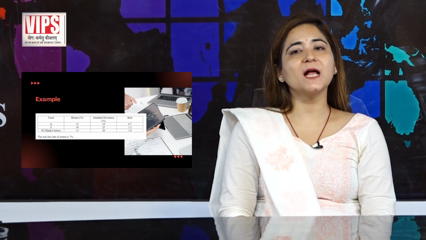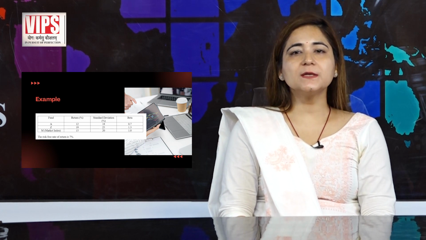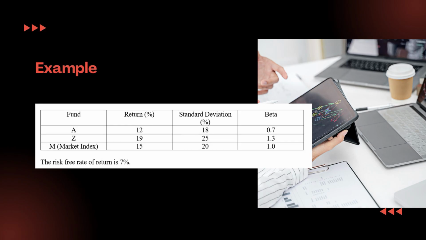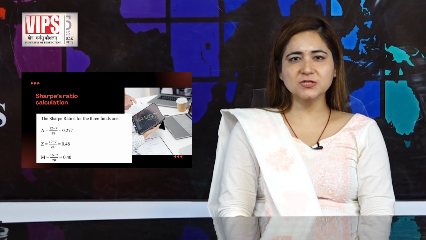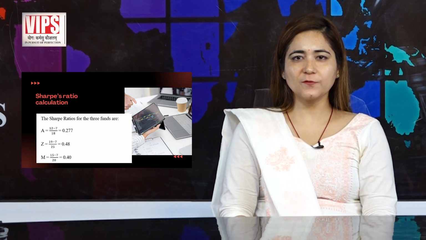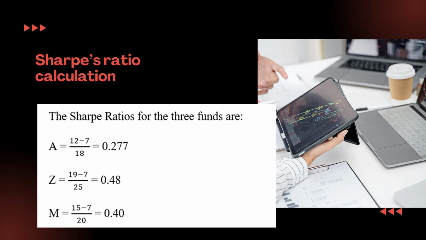To understand the calculation of the two ratios, let us consider an example. The return and risk figures of two mutual funds and the stock market index are given in the table. Here you can see two funds A and Z with the respective returns and beta, and market index as well as their beta values. The risk-free rate is 7%. As you can see the calculations on the screen, the Sharpe ratio for A is 0.277 and Z is 0.48 and M is 0.40.